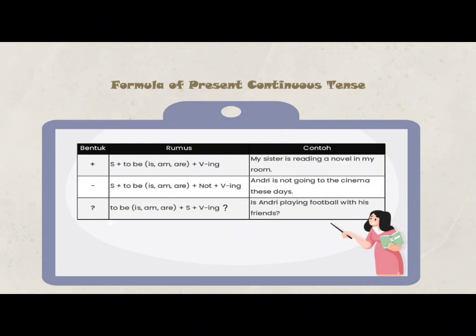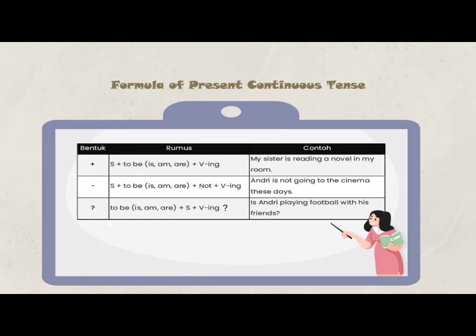Don't forget that to be is divided into 3. That were is, am, and are. Okay, the form is subject, to be, and verb ing for the positive sentence, okay? The example is, my sister is reading a novel in my room.